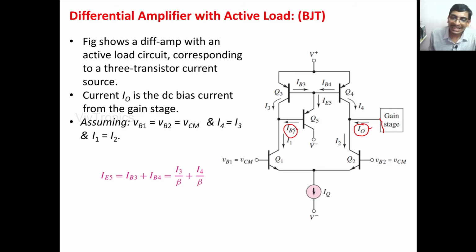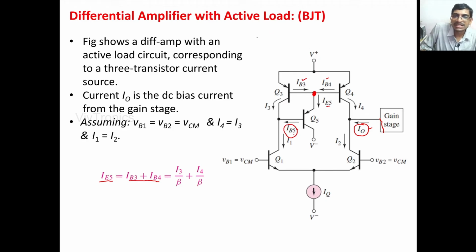In order to calculate IB5, I am going to start with this node, which is the base node for Q3 and Q4 and the emitter node for the Q5 transistor. Therefore, the incoming current is IE5 and the outgoing currents are IB3 and IB4. Therefore, IE5 is equal to IB3 plus IB4.